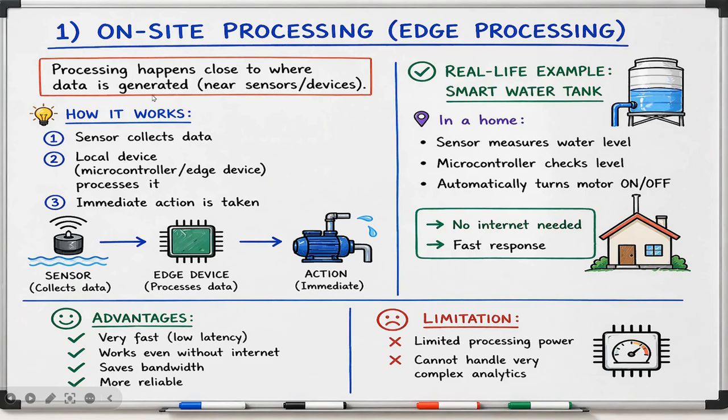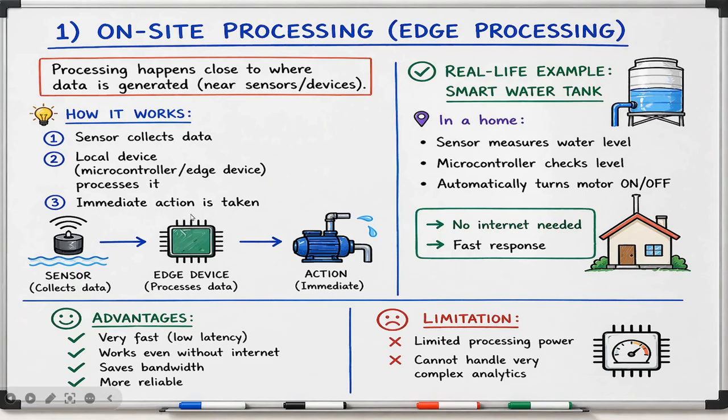So first, the sensor collects the data. The sensor measures physical values such as temperature, water level, motion or humidity, and continuously sends this data to a nearby device. This is the first step in the processing system. Second is the local device, that is, the microcontroller or the edge device, which receives the sensor data and analyzes it immediately. It uses programmed rules or algorithms in order to decide what actions should be taken. And this processing happens locally without sending data to the cloud.